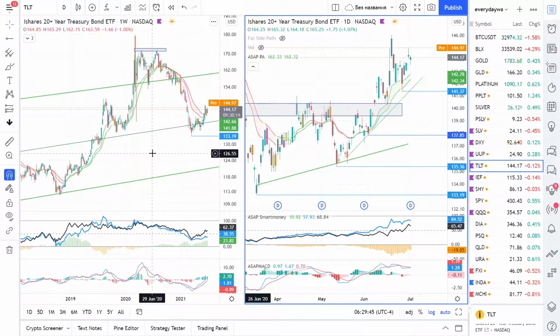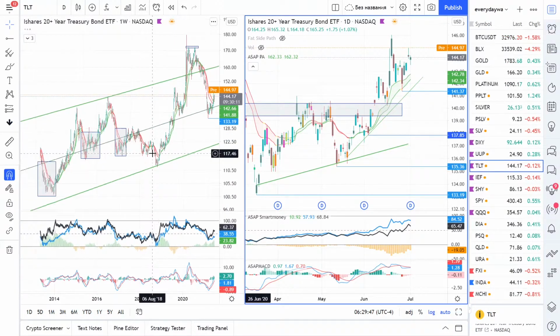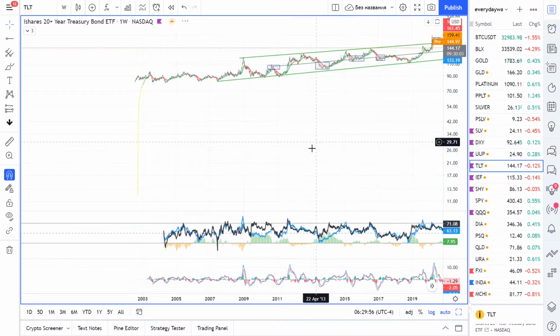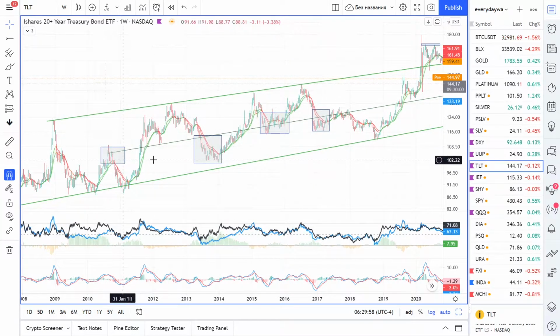Looking at this chart, we can see a very long-term channel. This channel has a line in the middle which might act as support or resistance, like it acted here, like it acted here, or like they tried to act here, but failed. In these rectangles, I've marked the moments when the TLT is approaching this middle line of the channel and we have a positive delta.